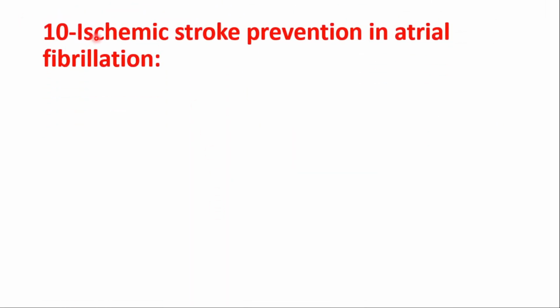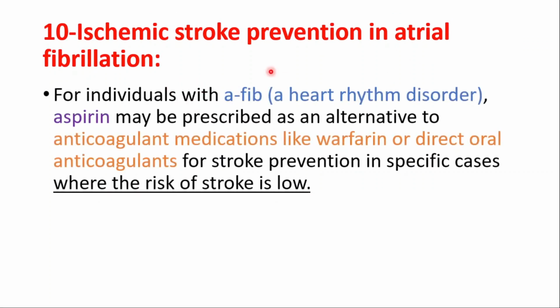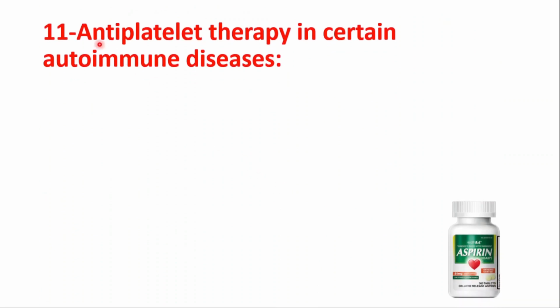Number 10, we have ischemic stroke prevention in AFib. For individuals with atrial fibrillation, which is a heart rhythm disorder, aspirin may be prescribed as an alternative to anticoagulant medications like warfarin or direct oral anticoagulants for stroke prevention in specific cases where the risk of stroke is low. For example, in young patients without previous history.